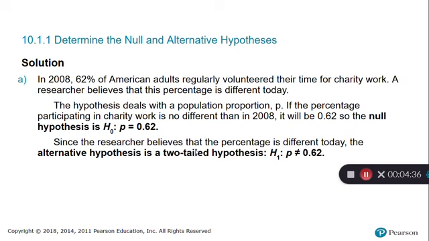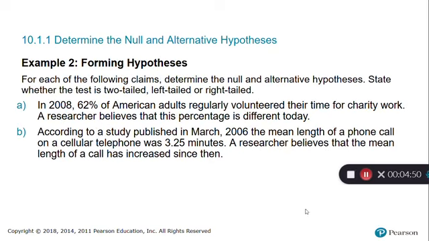So here's what the first one looks like. Okay, H naught, P equals 0.62. H1, P is not equal to 0.62. So we write both of those for that one example. Now let's go back and look at B.